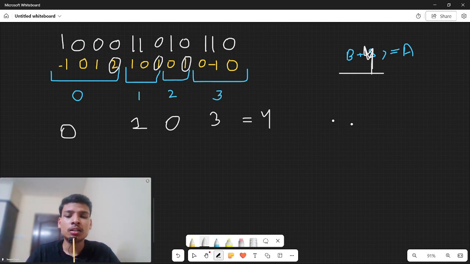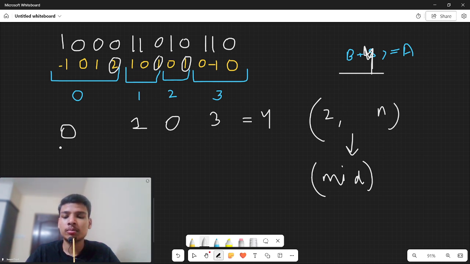Just run a binary search on this search space, for example 2 to the length of the array. For each and every part, you will get a mid, right? I will get a mid. Okay, I think I'm moving too fast.